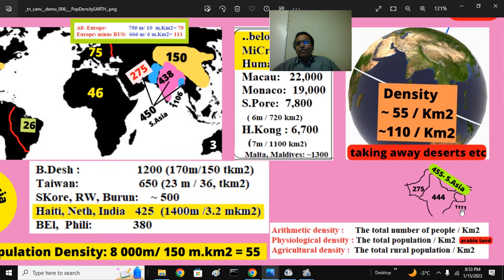The big country is Bangladesh, 1111. India is 444, 4 times this adjusted number. Pakistan is less. And typically speaking, China has 1500 million people and 10 million square kilometers, so divided, it gives 150.